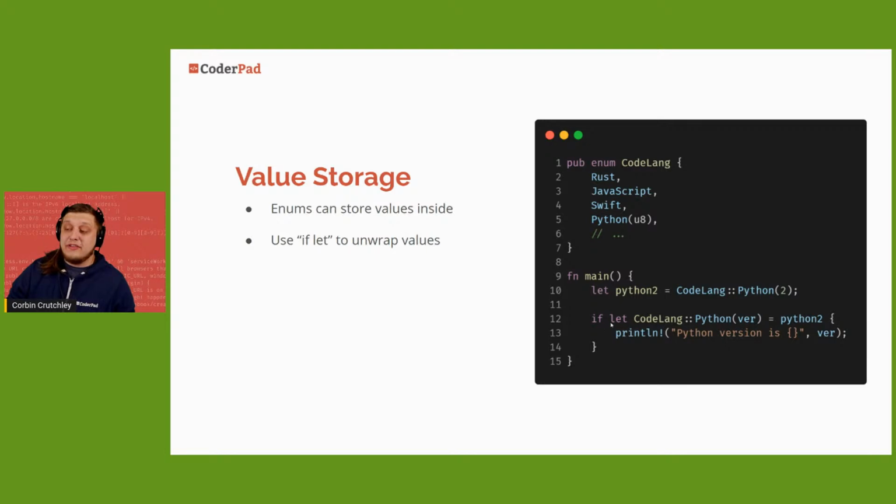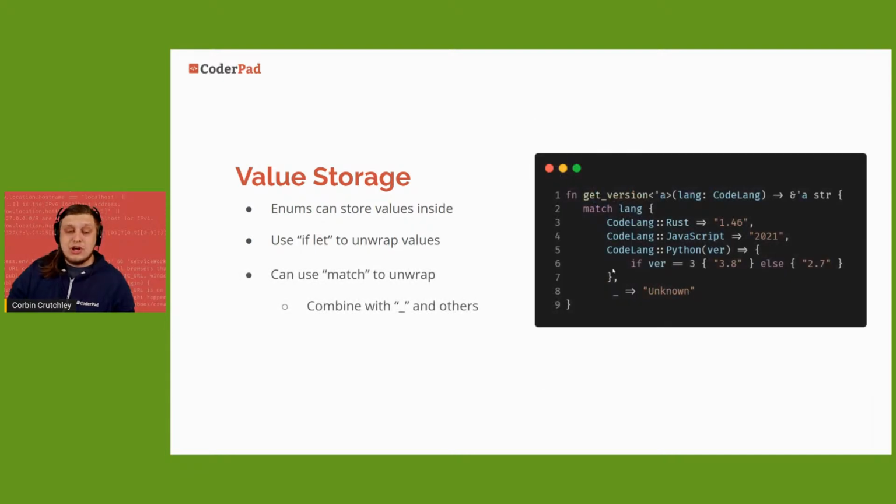So we use if let again, but you notice here, we're wrapping the version to get it, right? So we're kind of unwrapping it from here to get it into a variable. So if let Python set the version and check if version 2 is Python, then we're able to console log or print line the version of Python.